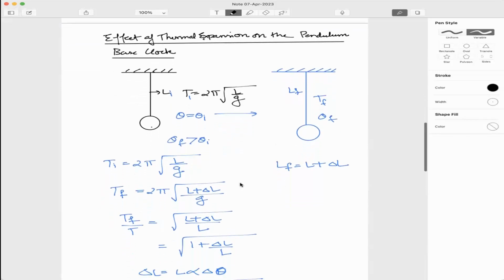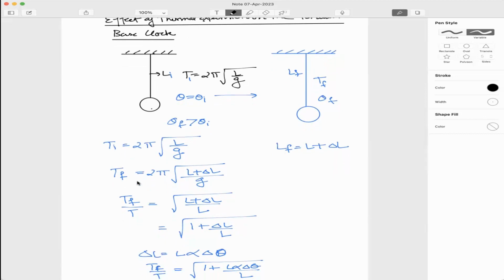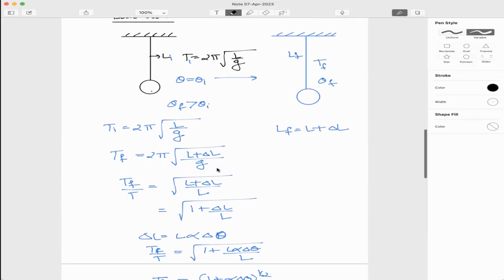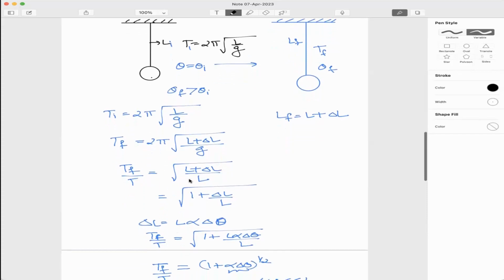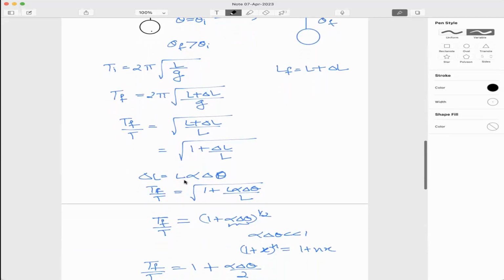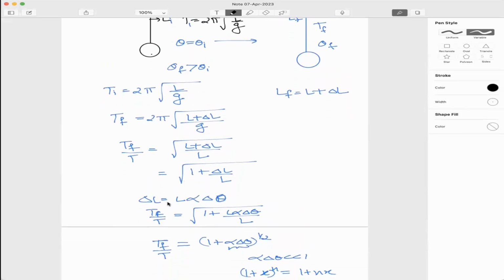So what we found out is that the initial time period is 2 pi under root L by g, but now the temperature is increased. So the final time period becomes 2 pi under root (L plus delta L) by g. That delta L is due to the thermal expansion. So Tf by T will become root of (L plus delta L) by L. And delta L is the change in length due to the thermal expansion, so that comes out to be L alpha delta theta. Delta theta is the change in the temperature, that is the final temperature minus the initial temperature.